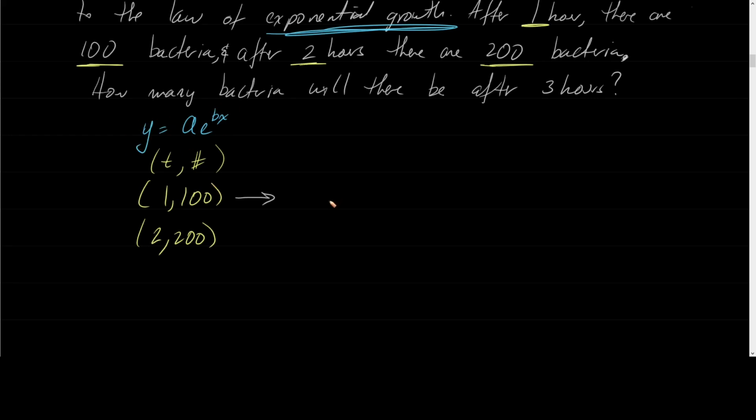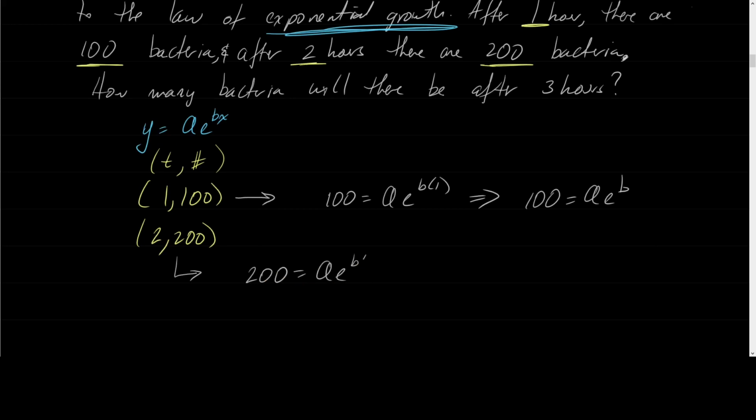So my y value would be 100. It's going to be ae to the b times 1, which simply simplifies to 100 is equal to ae to the b. We still don't know much about a or b. All right. Now, in this one right here, let's apply the same idea. If I plug in 200 for y and 2 for x, I end up with 200 is equal to ae to the b times 2, which tells us that 200 is equal to ae to the 2b.